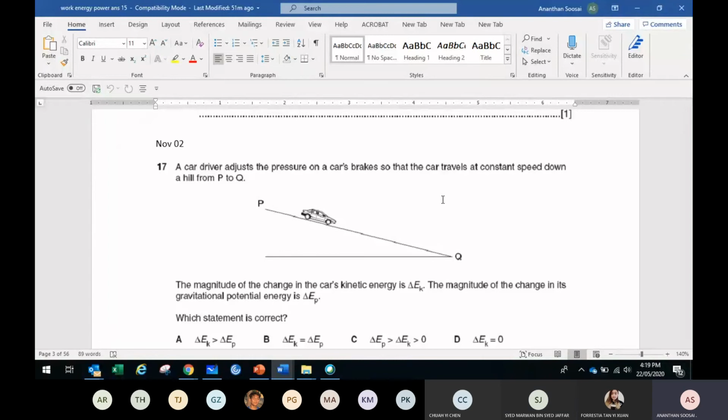When the car is moving down, are you going to apply thrust? Do you apply force forward? No force is applied forward. So in this case, the work done by the thrust of the car is zero. So no thrust applied when you're braking. So good, D.